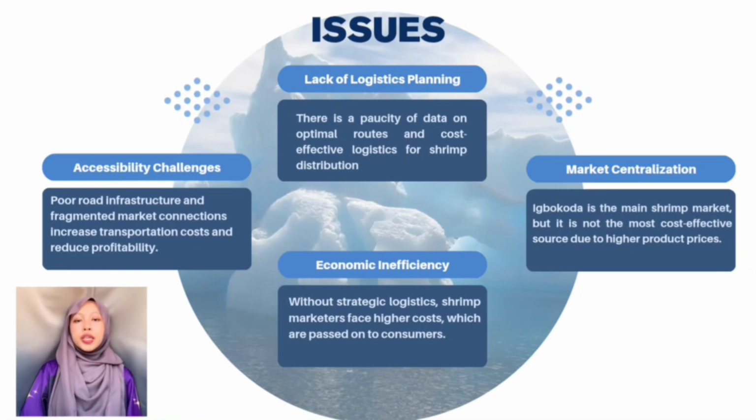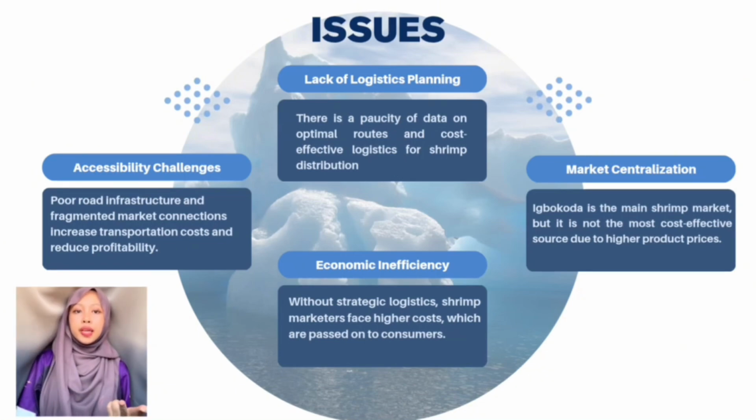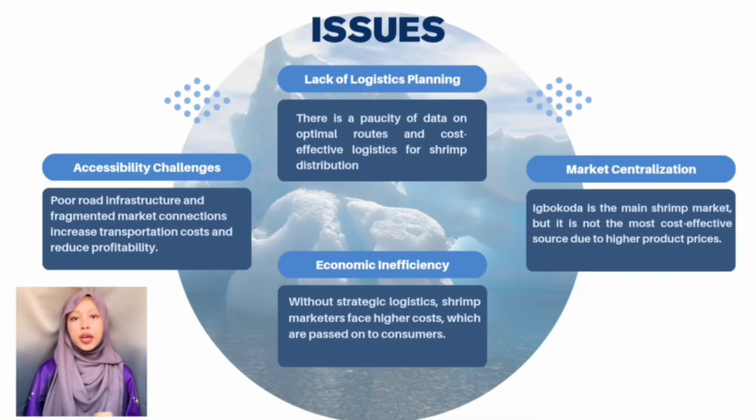There are few issues addressed in this study, which is accessibility challenge, lack of logistic planning, market centralization, and economic inefficiency, which can be explained by the lack of efficient transportation, logistic, and market accessibility for white shrimp in Nigeria, particularly for landlocked areas that are distant from coastal shrimp processing and marketing centers.